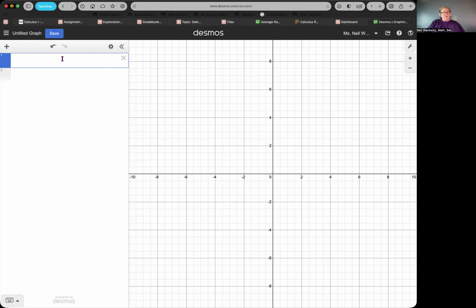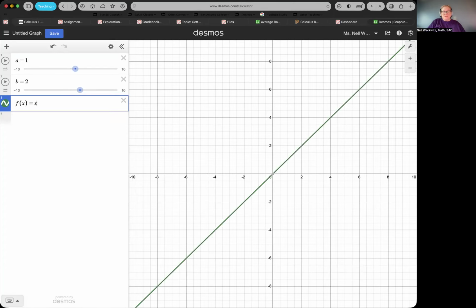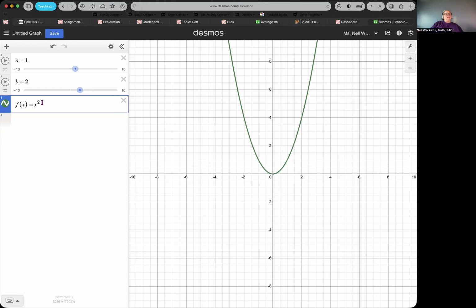Okay, so now here we go. I want to start with A equals 1, B equals 2. And now I want to enter a function. Let's be super creative and enter f of x is equal to x squared. To get the exponent, I use the caret key. Let's see if it shows up as a caret. No, so in Desmos, it only raises the cursor, but it's the character above a 6.